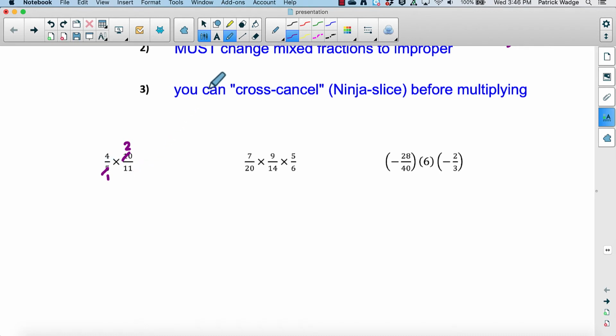So now you're ready to multiply. You multiply straight across the top. 4 times 2, 8. You just multiply straight across the bottom. 1 times 11, 11. And if you have ninja sliced or cross-canceled properly, you'll never have to put it in lowest terms.